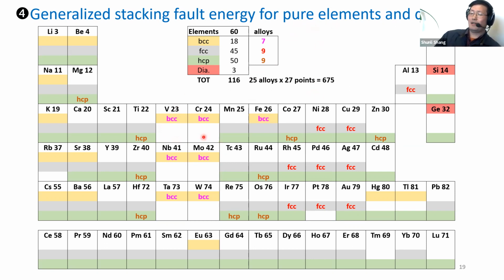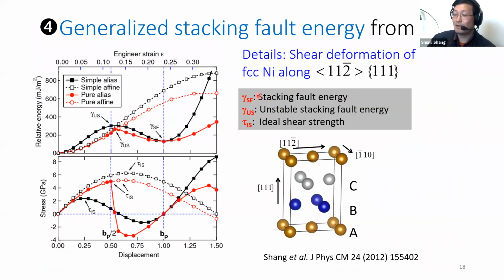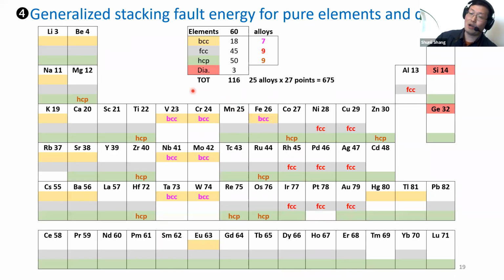For all of this periodic table, the interesting alloys, we have these predictions. It means we have all these properties, such as the unstable stacking fault energy and the ideal shear stress. Based on the easy linear combination, we can merge to these alloys.